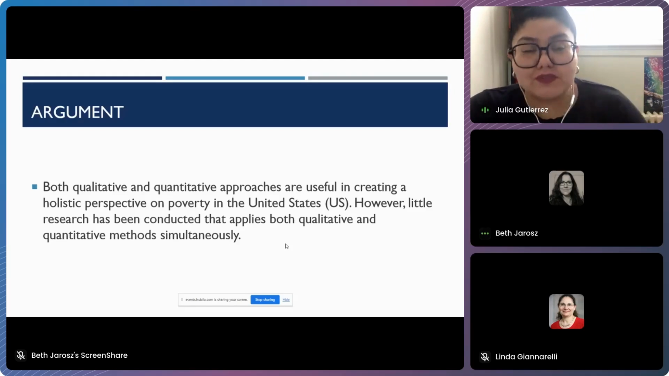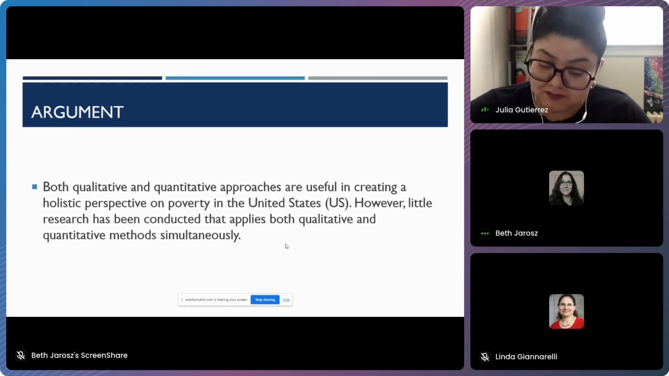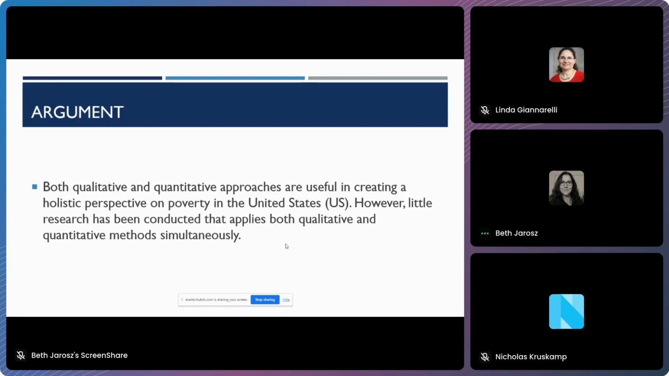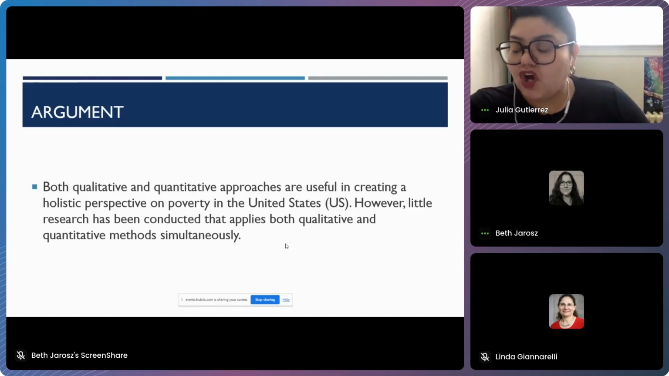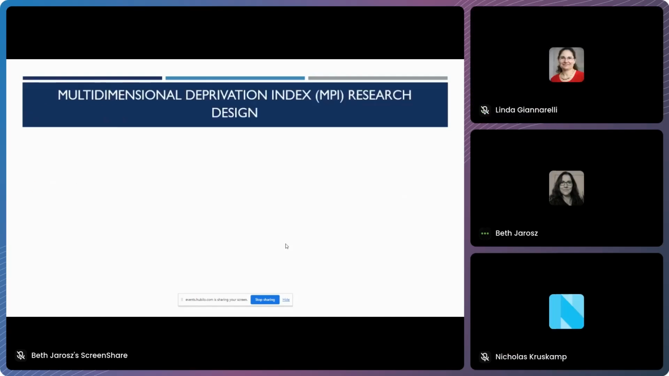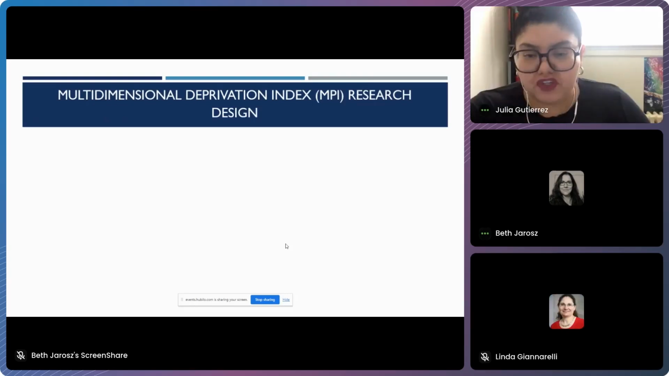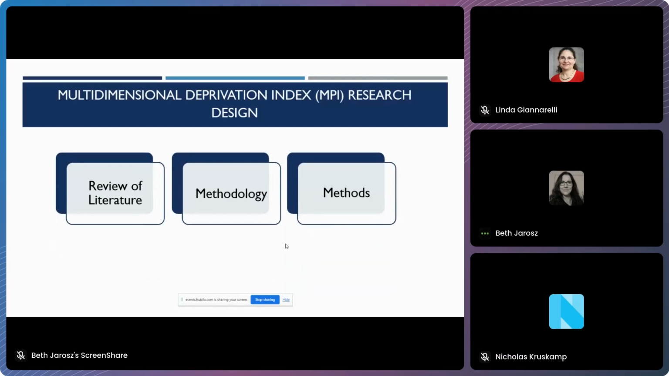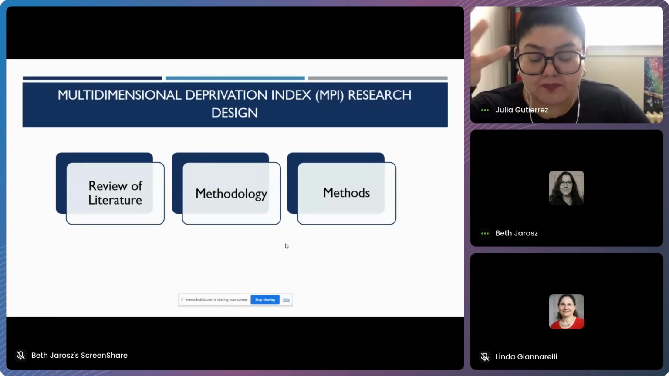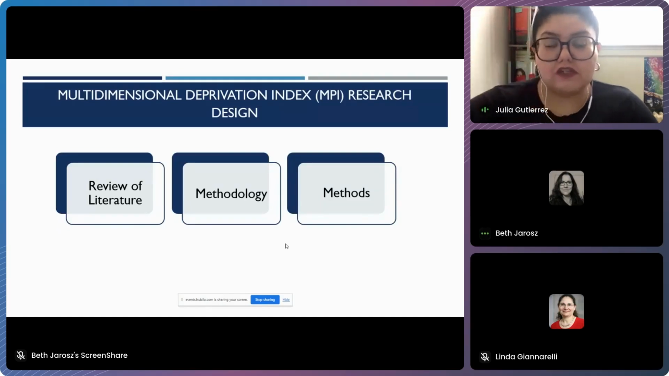So for this presentation, I will be focusing on the quantitative perspective, but I can certainly answer questions if you have questions about the qualitative component of this project. So a quick overview of what I will be covering is a brief overview of the literature review on what work has been done with the multidimensional deprivation index, its origins, where it comes from, and how it works. Moving on to the methodology component, and then specifically looking more at the methods.